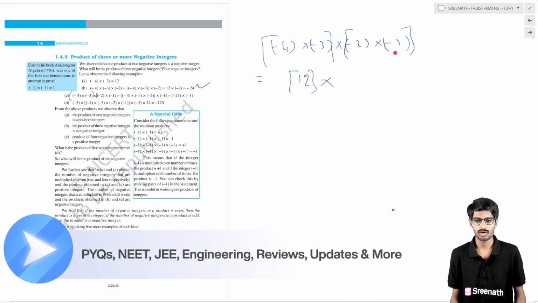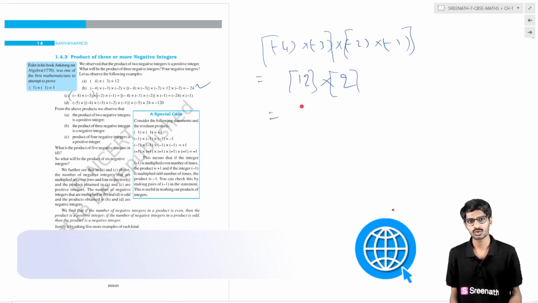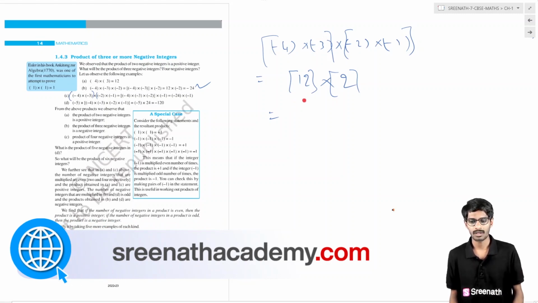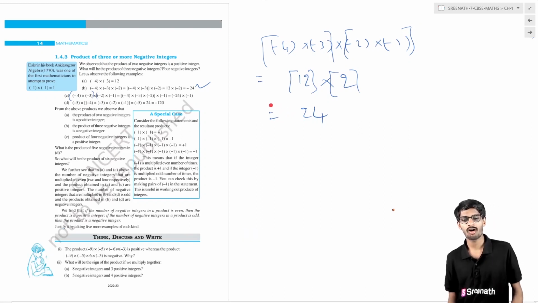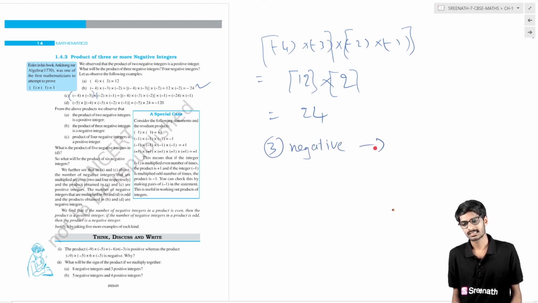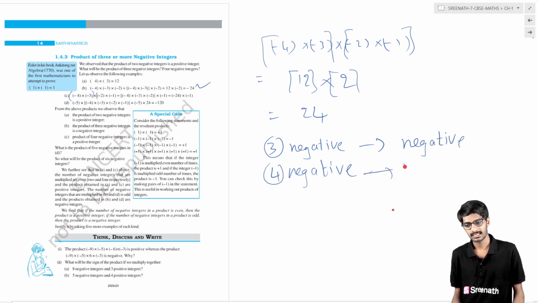Next we multiply the other two. When you multiply two negative numbers, we get positive, and 2 into 1 is 2. Now we have to multiply both these positive integers. No problem: when we multiply two positive numbers, it is similar to whole number multiplication. So 12 twos are 24, and the answer is positive. So what we have observed is that when we multiply three negative integers, the resultant is negative. When we multiply four negative integers, the resultant is positive.